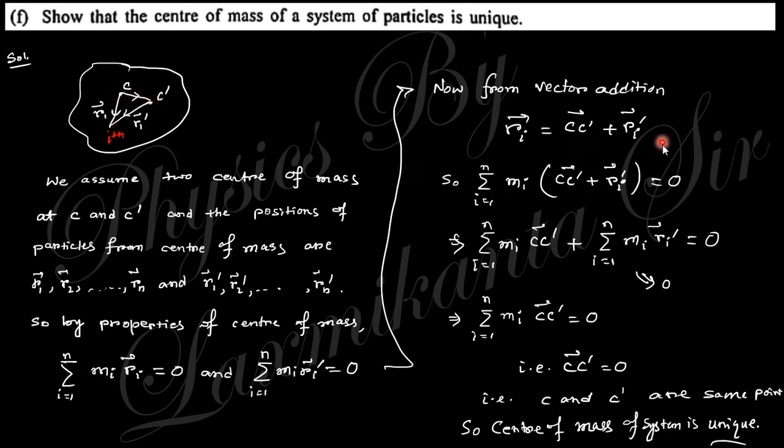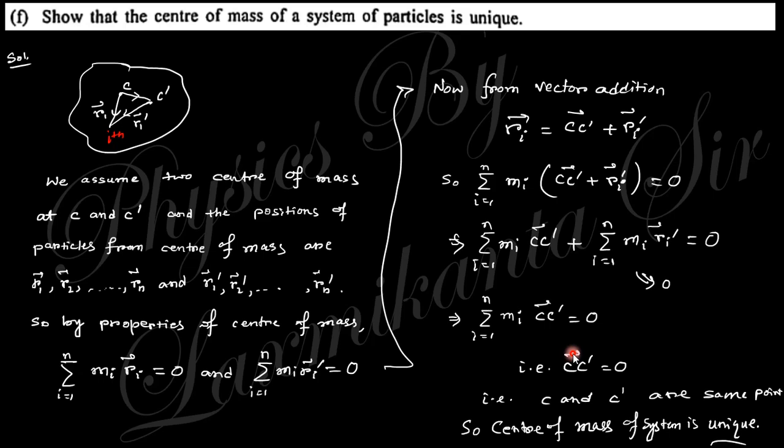So Ri equals this one. Now if you put this vector in this Ri, so Ri is replaced by this one, taking this separate, and this is also 0 because this is again a center of mass. So you can see this C prime is 0.